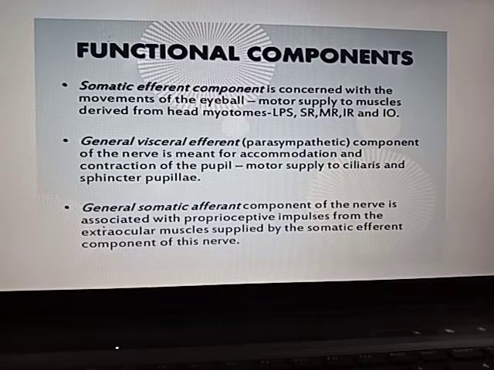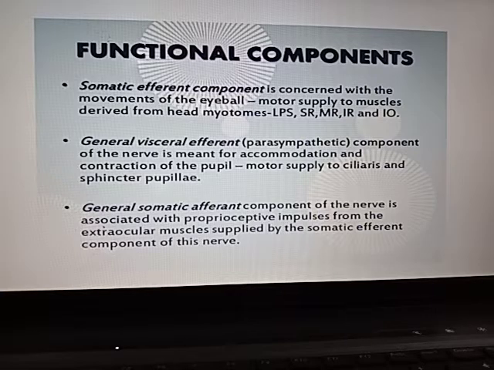Then come to the functional components of this oculomotor nerve. The somatic efferent component is concerned with the movement of the eyeball. Motor supply to muscles derived from head myotomes: levator palpebrae superioris, superior rectus, medial rectus, inferior rectus, and the inferior oblique muscle.